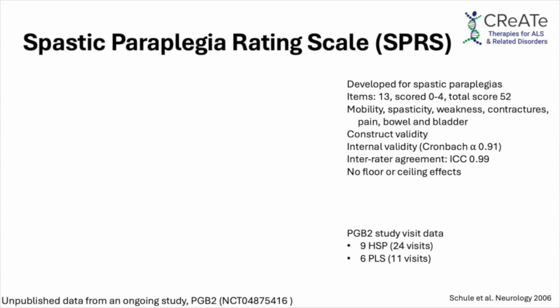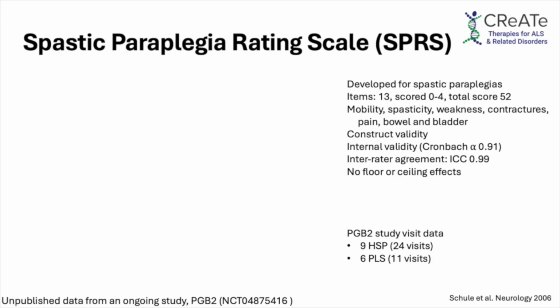So what about the spastic paraplegia rating scale? That may be an instrument that this audience is less familiar with. I think this comes out of the HSP literature, so it's been developed for spastic paraplegia. It includes 13 items. Each is scored 0 to 4 for a total score of 52. It's looking at mobility, spasticity, weakness, contractures, pain, bowel, and bladder function. It's got good construct validity, good internal validity, good inter-rater agreement. There really are no floor or ceiling effects.